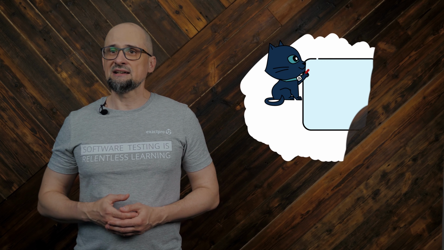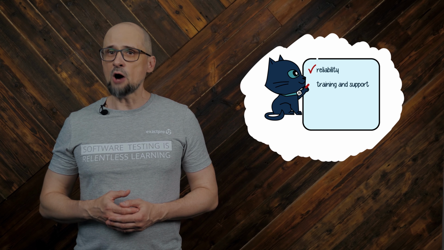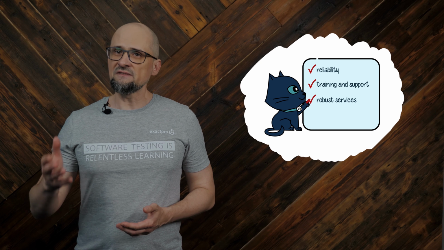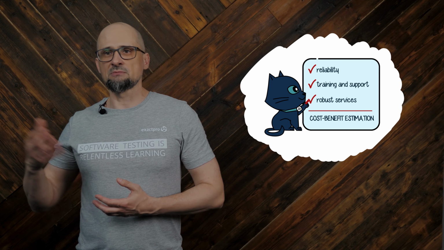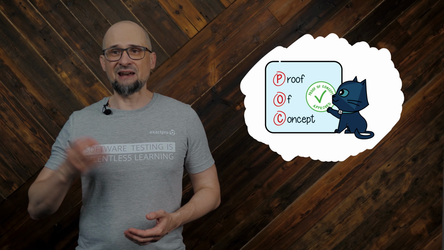Then you review the vendor. How reliable is it? Does it provide training and support? How robust are its services? All of these contemplations ought to bring you to some cost-benefit estimation. As a final preparation step, the company should do a proof of concept evaluation to establish whether the tool performs effectively with the software under test and within the current infrastructure, or, if necessary, to identify the required changes to that infrastructure so the tool could be used more efficiently.